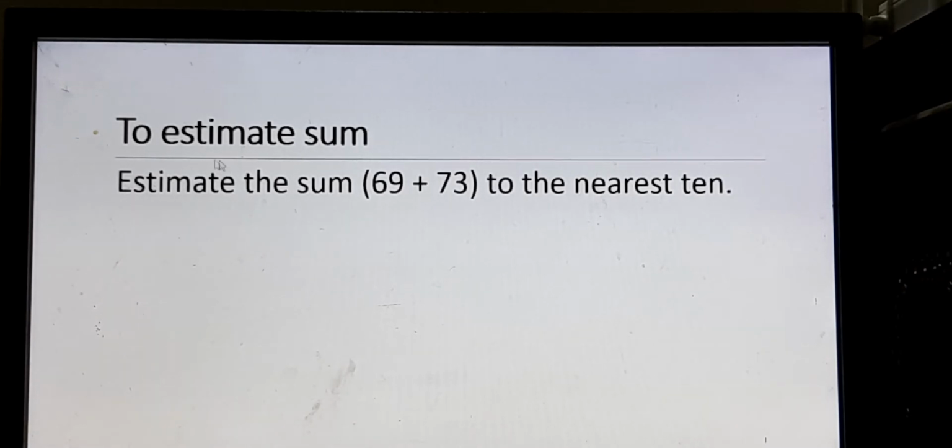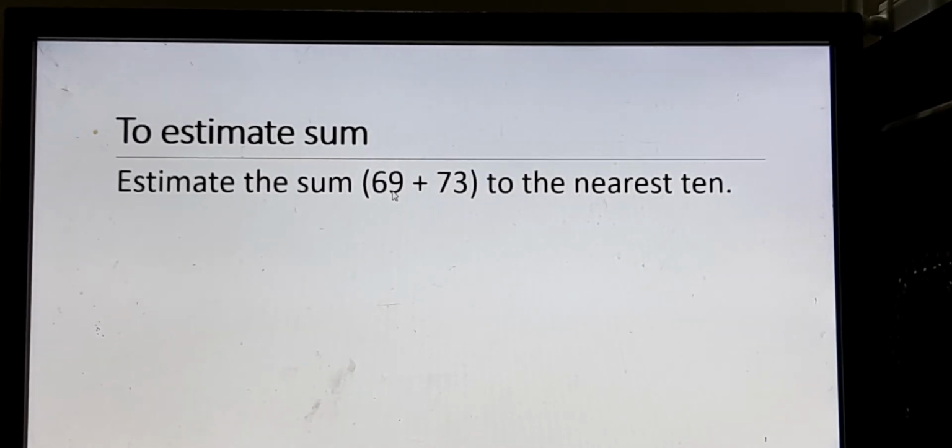Okay. Now here we have to find the sum. Sum means what? We have to add. Sum means you have to find the answer after addition. So estimate the sum 69 plus 73 to the nearest 10. So this we have to find after rounding off to the nearest 10. When such a problem is given, we have to round off 69 to the nearest 10 and also 73 to the nearest 10.